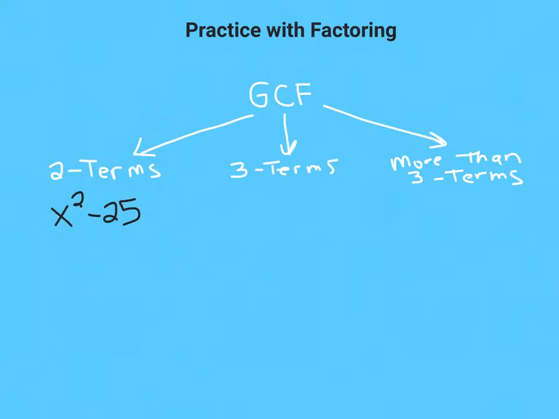When you do, you just set up two sets of parentheses, and we put the square root of our first term right here in the first spot in each parenthesis. Then we make our signs plus and minus, and we put the square root of the second term in the second spot in each parenthesis. And there you have it.